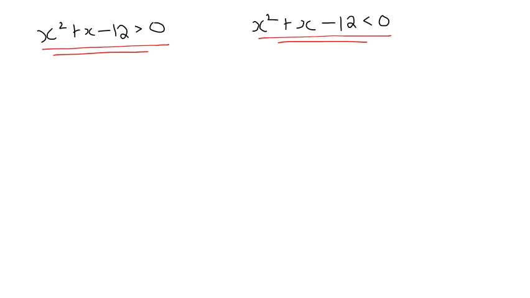We've got two equations here. We've got x squared plus x minus 12 is greater than 0. And then we've got the exact same equation, except this time it's less than 0. So we already know how to solve inequalities. We're looking for where y is greater than 0.